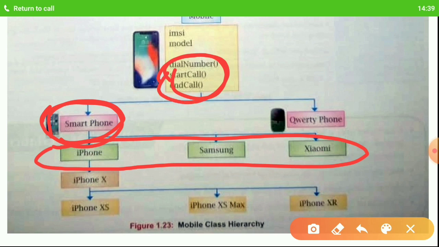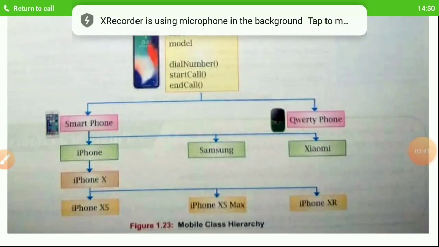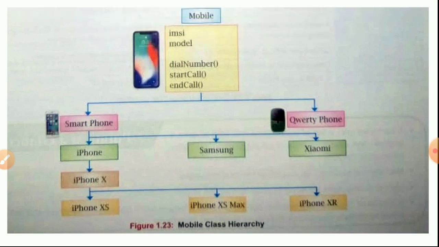So this is how you will understand inheritance. The benefit of inheritance is that you don't have to rewrite the features. All the common features you can describe once in the base class, and then you can keep on deriving many specific classes from the base class. This process is known as inheritance.